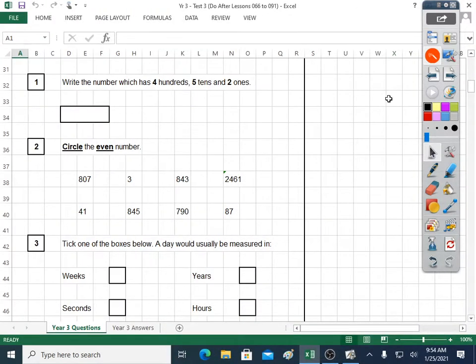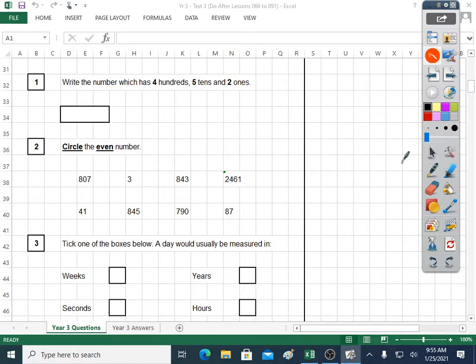Welcome Year 3 to this test, which I'm going to model for you. I'm going to work through the test, recording my workings and finding the answers. You should have a piece of paper or a book, because you should also record the answers and copy some of the workings that I do, because that will help you to remember for the future what you do for each question. So I'm going to get started straight away.